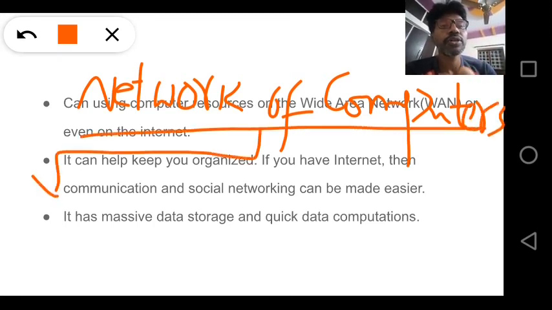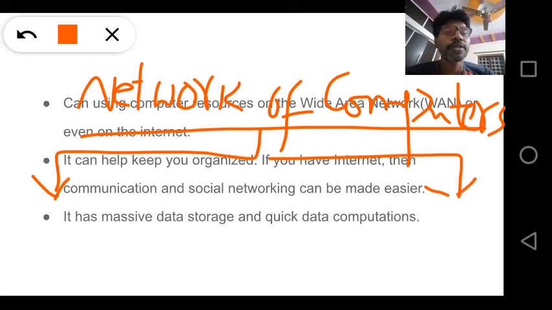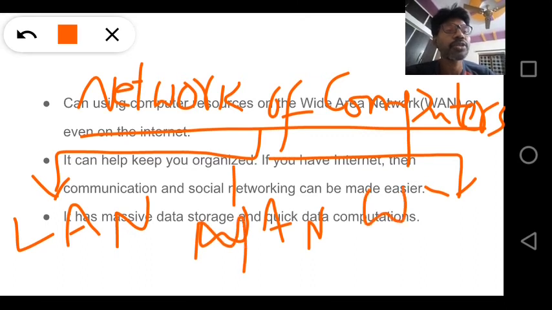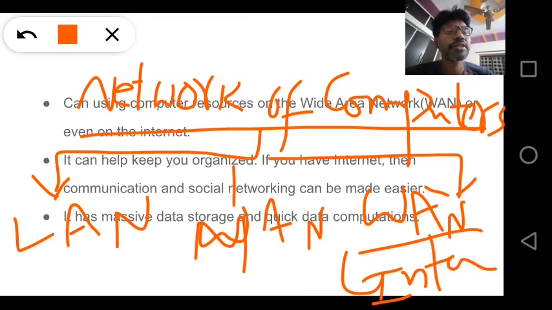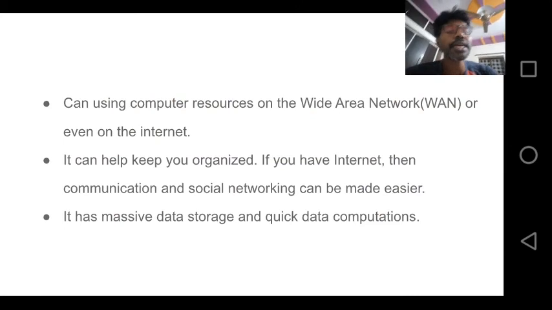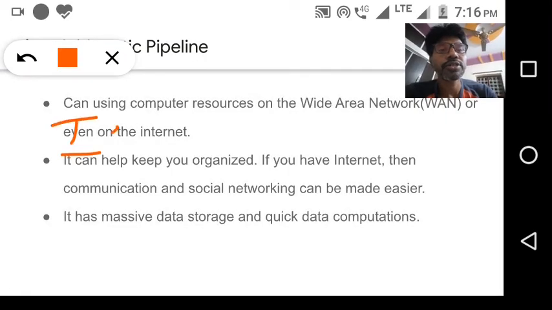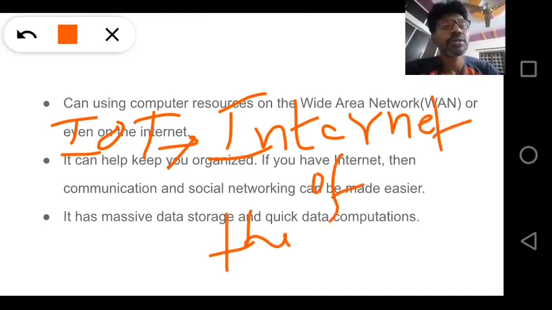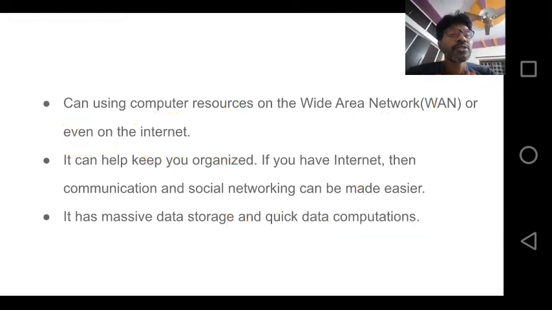So what happens with this network of computers? They are connected together to form a LAN, local area network, MAN, metropolitan area network, or even a WAN, wide area network, which is called the internet. Various computers located at various geographical locations can be connected together and achieve parallelism, which is the trending topic called IoT, Internet of Things. If you have internet, then communication and social networking can be made easier. All these things are because of parallel processing, and it has massive data storage and quick data computations.